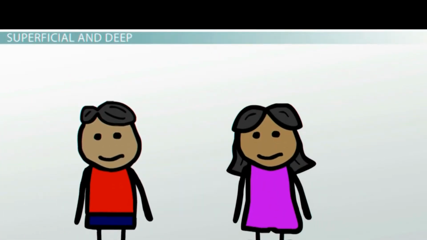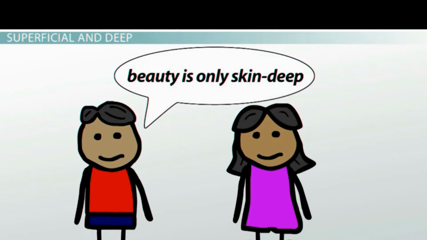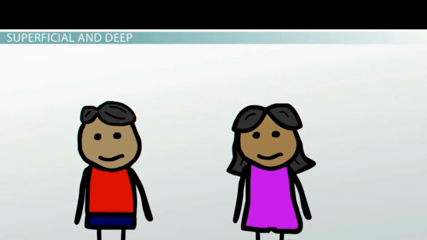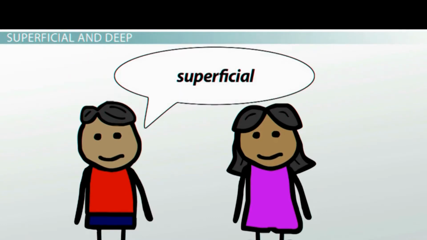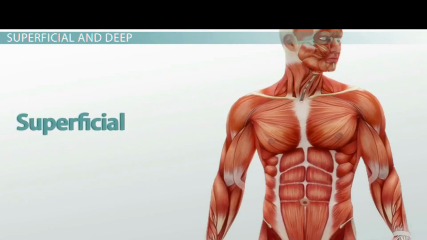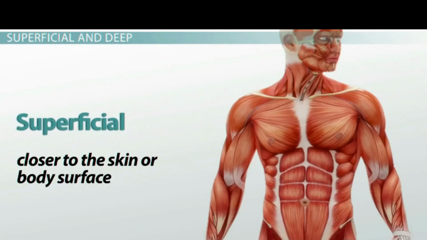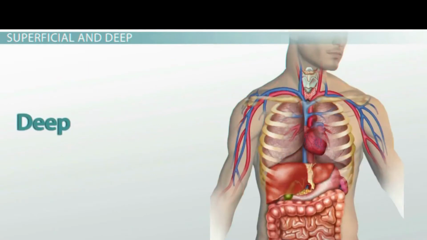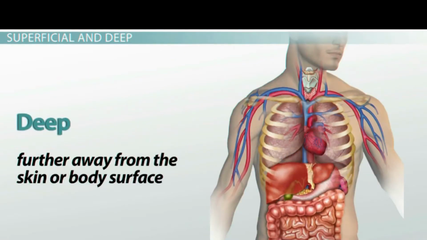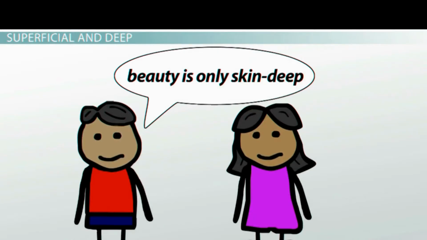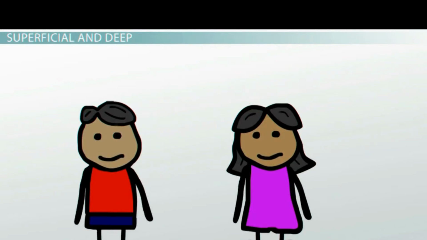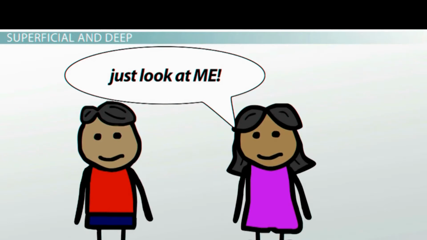A lot of people, regardless of whether they think they're inferior or superior, say beauty is only skin deep. Furthermore, those who are constantly obsessed with their beauty are oftentimes called superficial. Not surprisingly, the term superficial means closer to the skin or body surface, while deep means further away from the skin or body surface, like those of us who consider ourselves to be deep and not concerned with superficial things like the beauty of our skin.